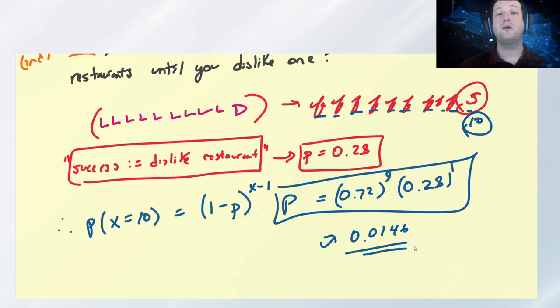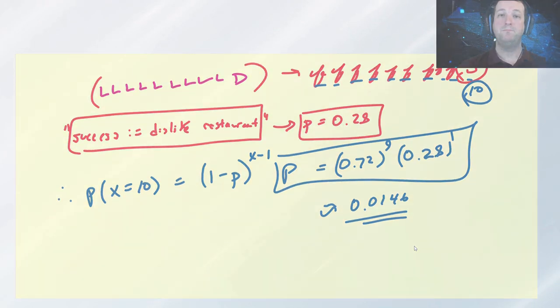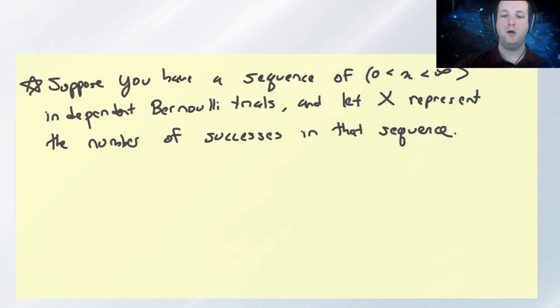Now let us take a look at the binomial distribution. Alright, so now let us take a look at how the binomial distribution starts out. Suppose you have a sequence of n independent Bernoulli trials, and let x represent the number of successes in that particular sequence. We're going to be assuming that n is greater than 0, and also is finite. So n must be a number between 1 and some arbitrarily large number.